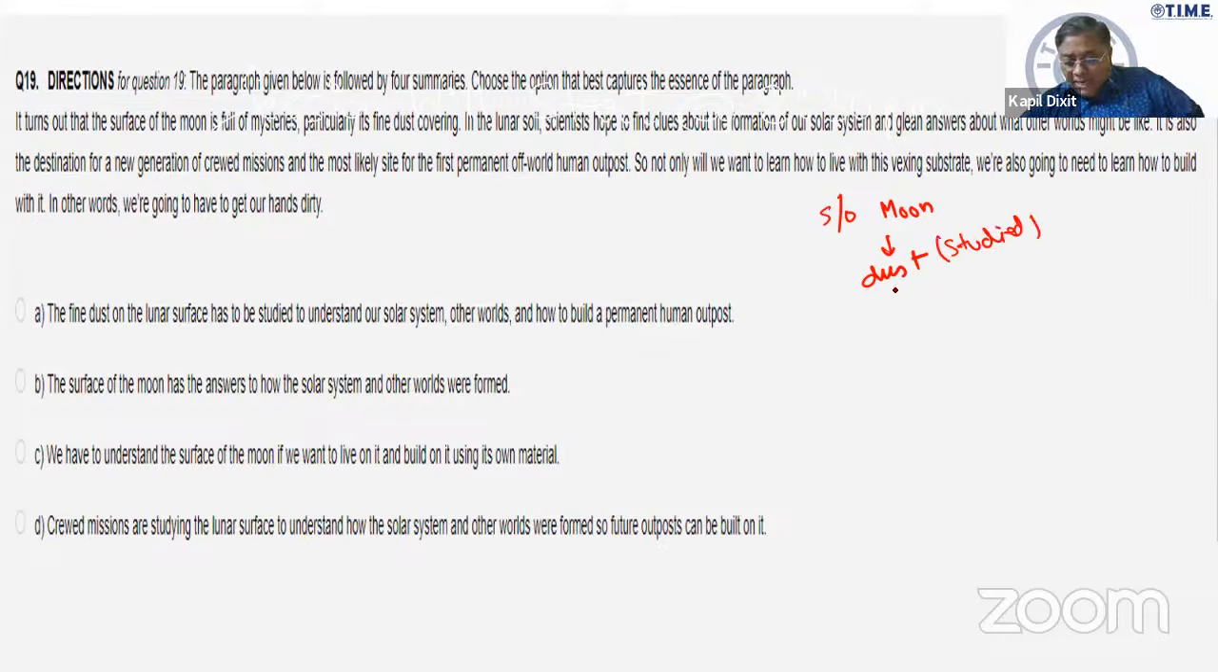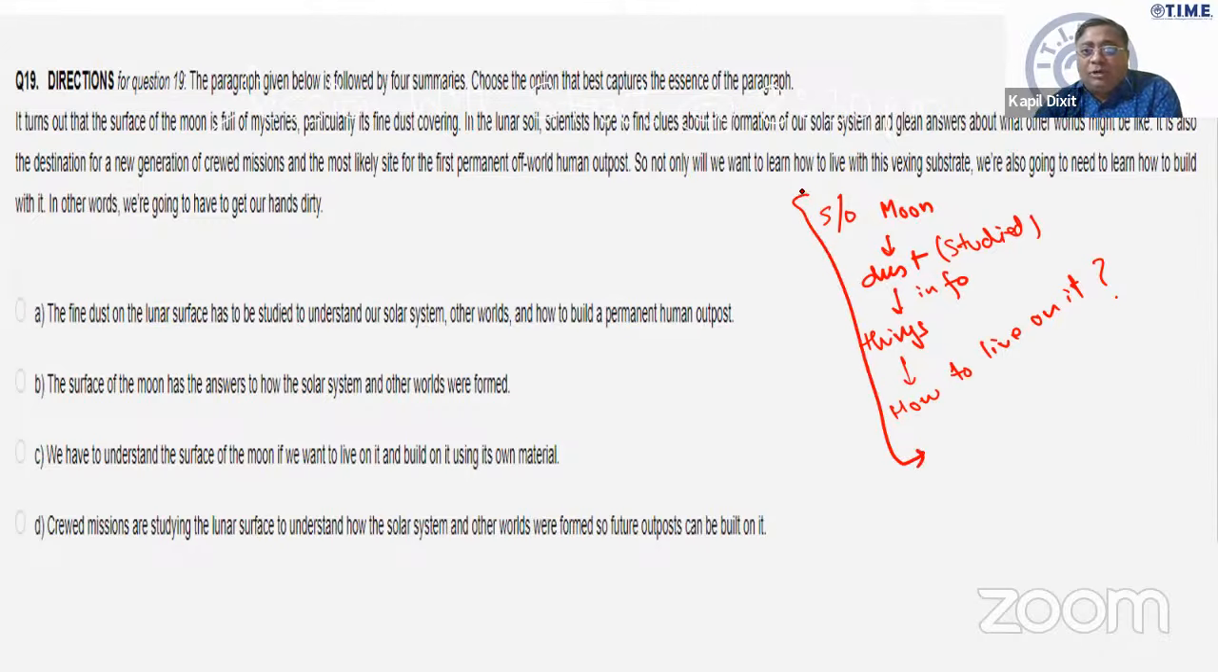Okay. And what we are saying is, it can give us a lot of information about things, and that we need to understand how to live and build on it if we make the moon an outpost, and how to live on it. So this is the main theme of the paragraph. Easy to understand. And similarly, I could have easily marked A as an answer.